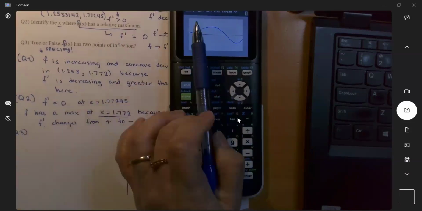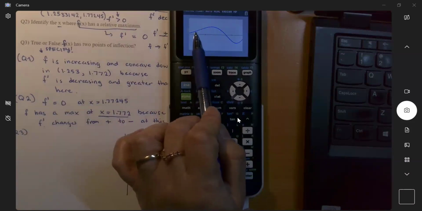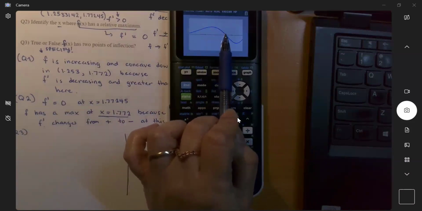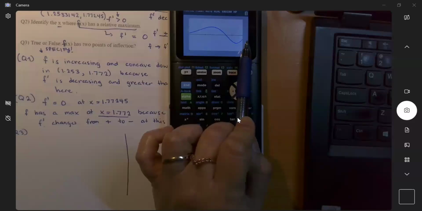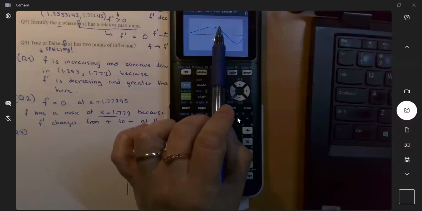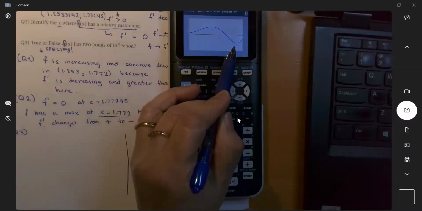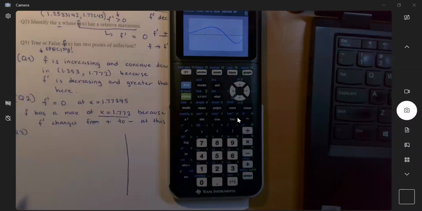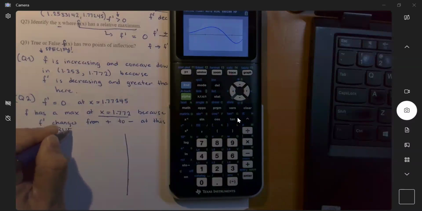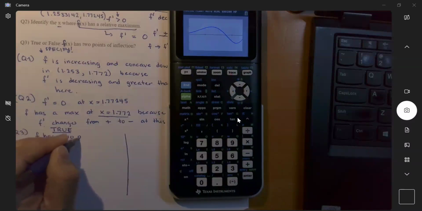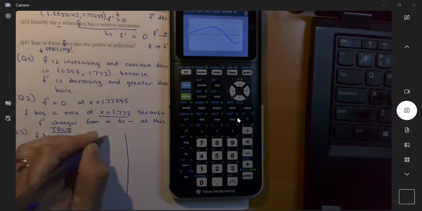This is f prime. This f prime is changing from increasing to decreasing and decreasing to increasing. So that means how many points of inflection? Yes, there are two. One over here and the other one over here. So let's find those values. I'll say f has, we're going to say true. There are two. f has 2 points of inflection.